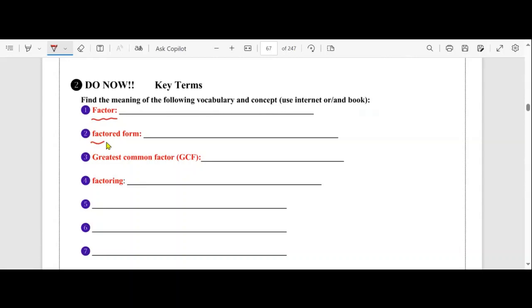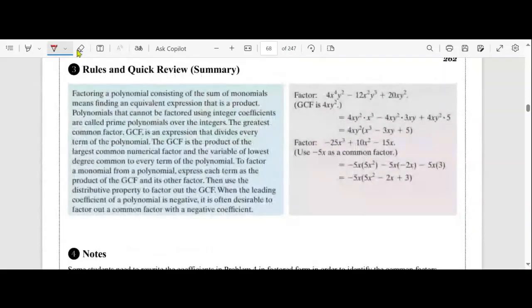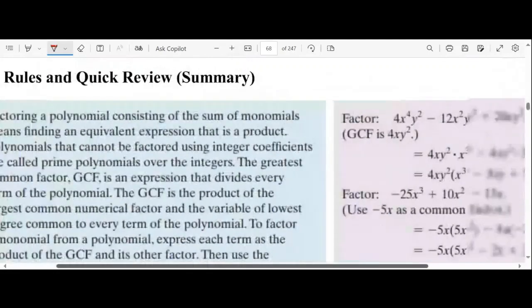And factor form, greatest common factor, what it means, and factoring. Maybe you should look into the internet or in the book and find the meaning, okay? So let's go for the summary here. This is the summary for the whole lesson, okay?